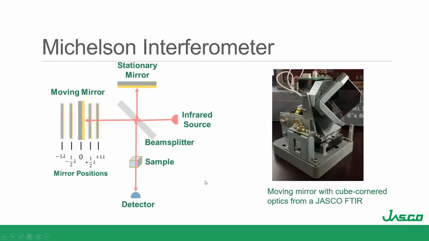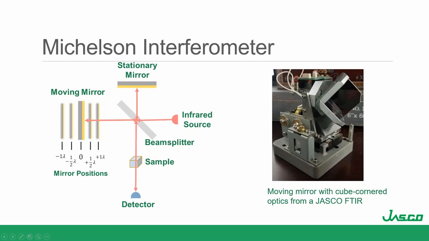A bit about the interferometer. The interferometer is how the infrared instrument generates signal. There's a source that hits a beam splitter. Some of the light goes to a stationary mirror, and some of the light goes into a moving mirror. Then it gets recombined and goes into the detector.